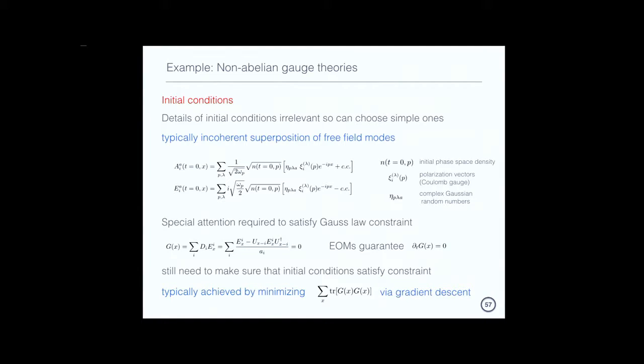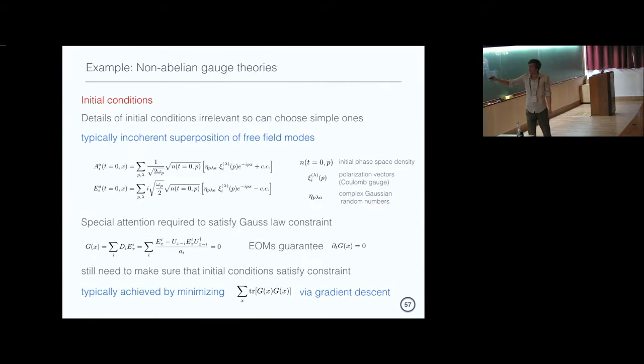And so what you usually do is you minimize the deviation from the Gauss law constraint. So you set a set of initial conditions first, which violate Gauss law, but then you fix that up by minimizing the absolute value of the violation via a gradient descent. So that's typically a very minimal modification of the initial condition, but it's somehow required for consistency of this analysis.